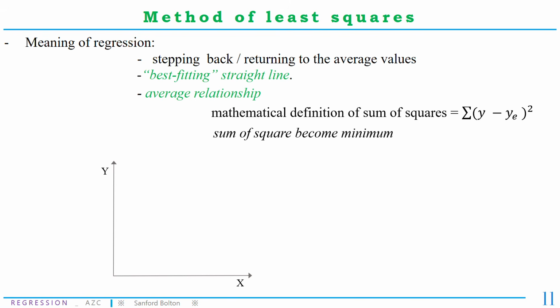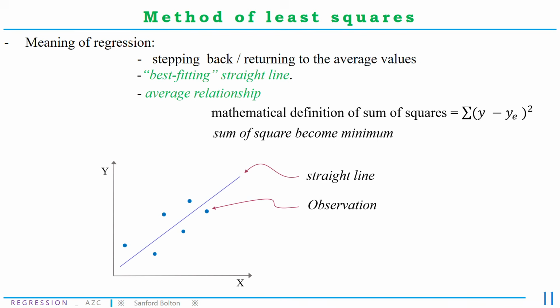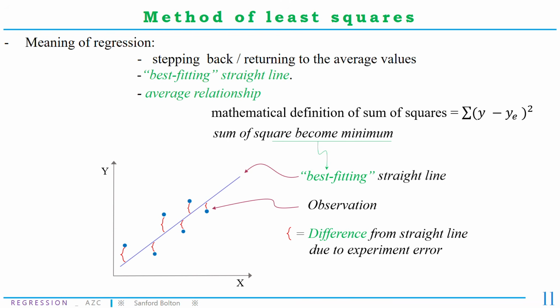For better understanding of the regression line, let's take a plot of x and y variables with 6 observation points. Now, draw a straight line. The difference seen of the observation points from the straight line is due to experimental error. The difference is numerically computed as the sum of squares. When this difference becomes minimum, that means when we reach the minimum sum of squares, only then do we get the best fitting straight line.